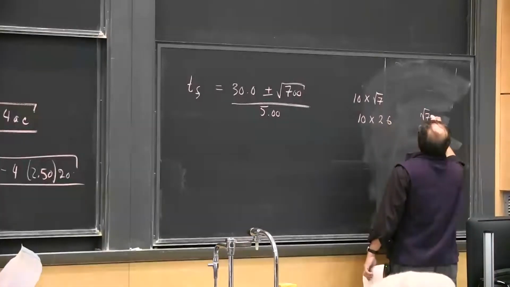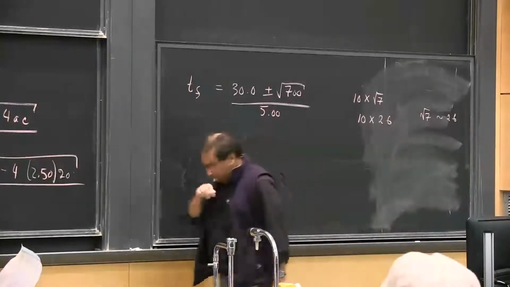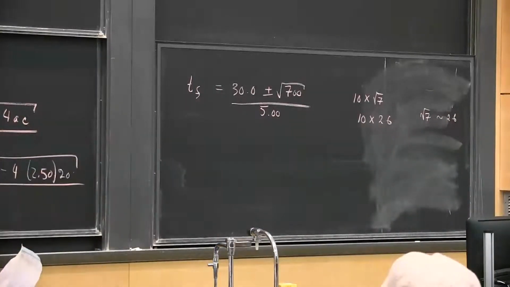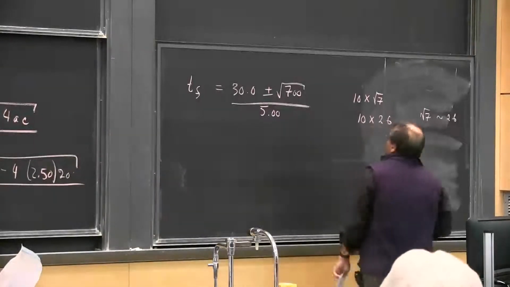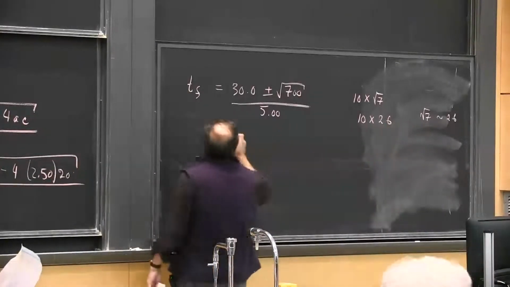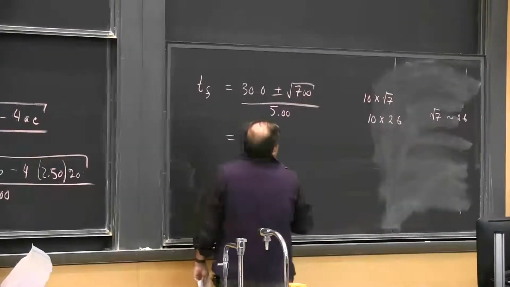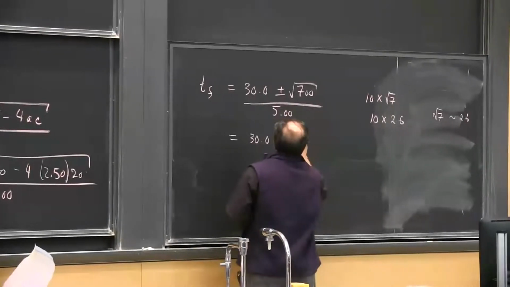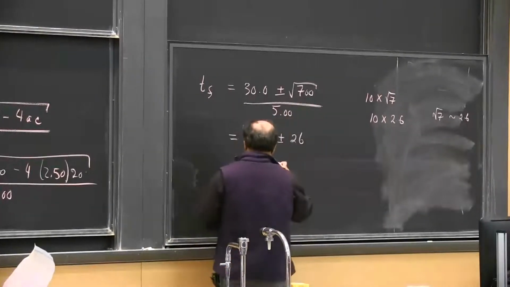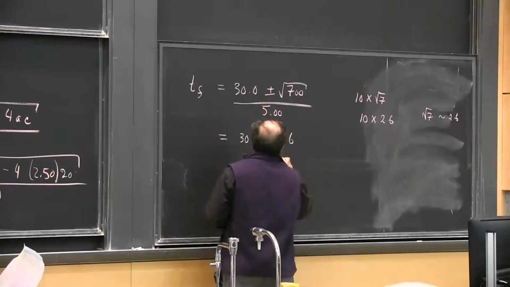So root 7 is slightly shy of 2.6. 2.6 squared is 7 point something, 7.29. So anyway, if I'm doing it without a calculator, I should be able to write 30.0 plus minus roughly 26 and divide that by 5. Let me now stop worrying about significant figures and everything.